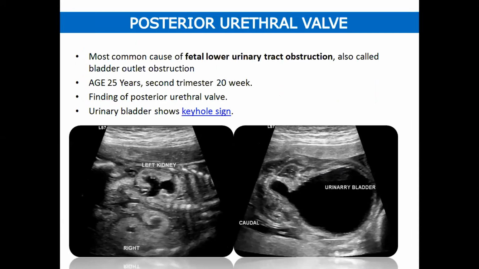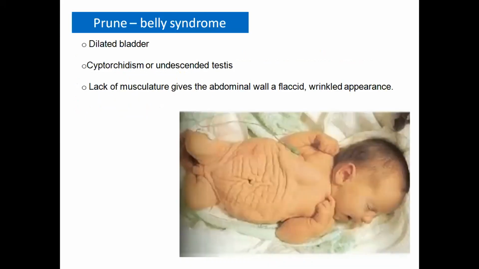The posterior urethral valve is a fetal lower urinary tract obstruction, and this is the second most common cause of hydronephrosis. You are getting a dilated bladder, a keyhole sign which is often clearly seen, and bilateral hydronephrosis. The amniotic fluid is usually oligohydramnios. Prune belly is a syndrome which you are just mentioning. You get a dilated bladder and undescended testis, and lack of musculature gives the abdominal wall a flaccid, wrinkled appearance.